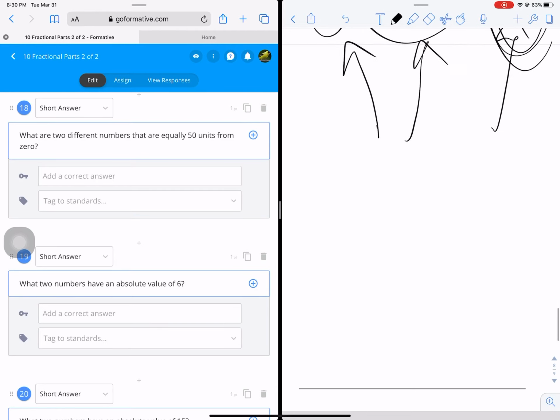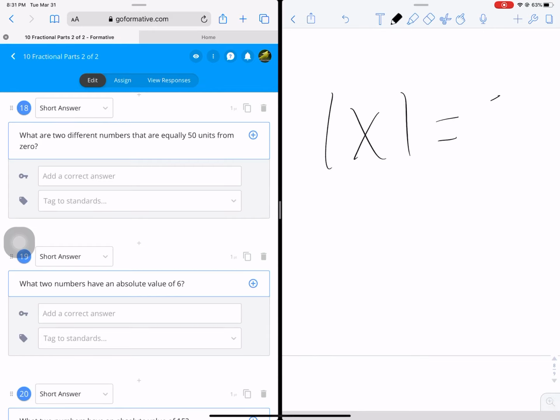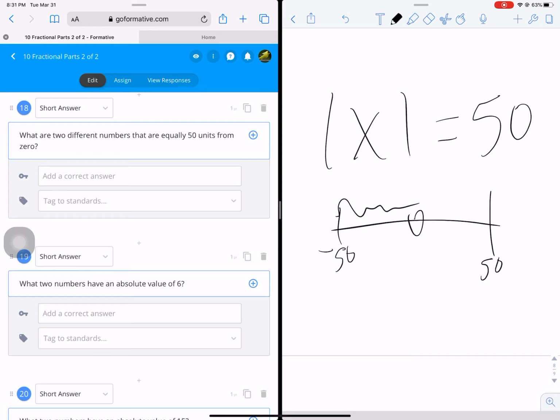What are two different numbers that are equally 50 units from 0? That is great because you're looking at the absolute value of x equals 50. On both sides of the number line, if you think of a number line and call this -50 and call this 50, zero's in between, right? Isn't -50 50 spaces and isn't 50 50 spaces? So what two numbers are 50 spaces from 0? And that would be -50 and 50.